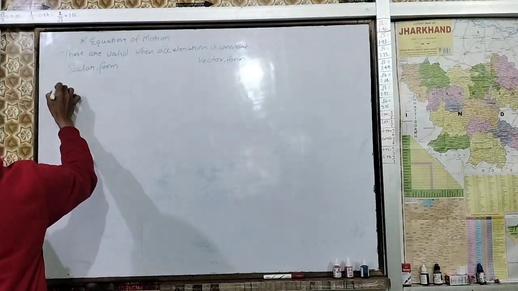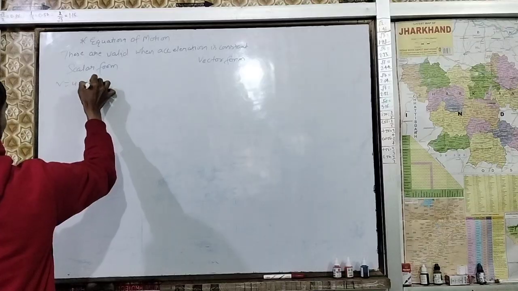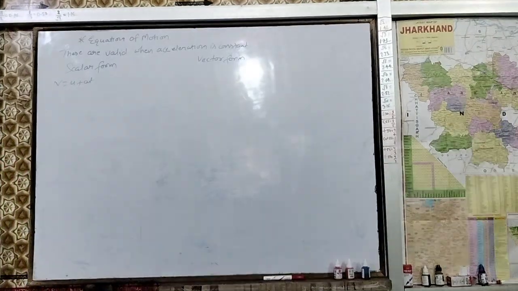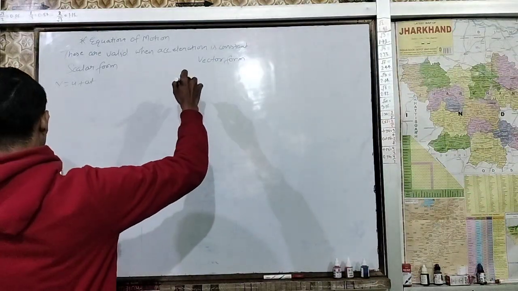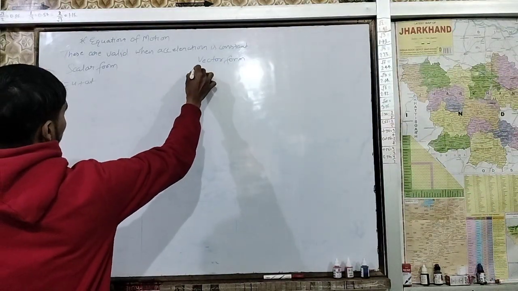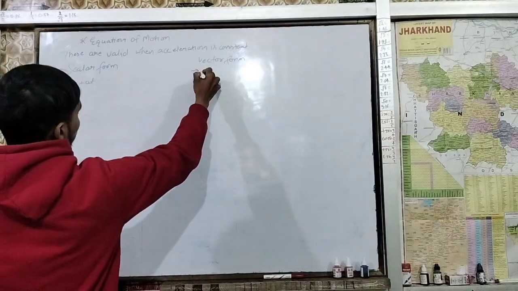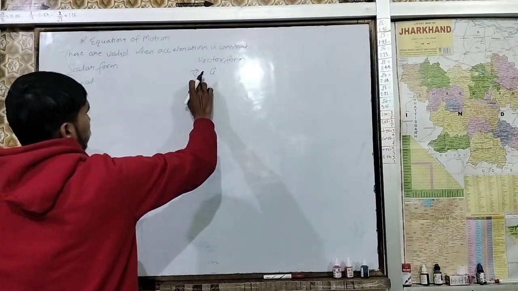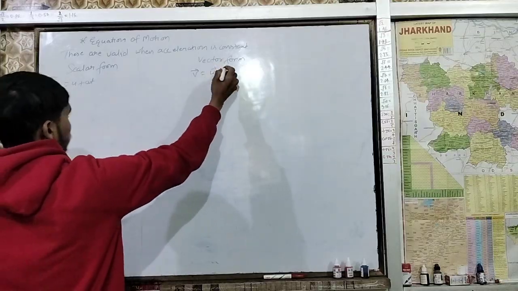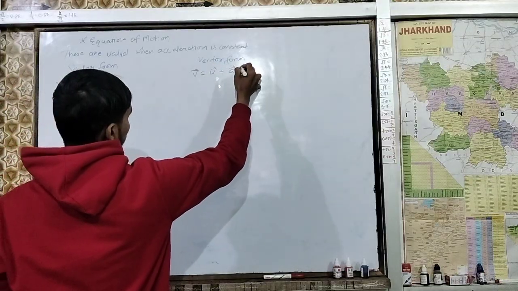First equation of motion is v is equal to u plus at. You can convert this into vector form. How to convert? v is the final velocity, u is the initial velocity, a is also a vector, t is not a vector.